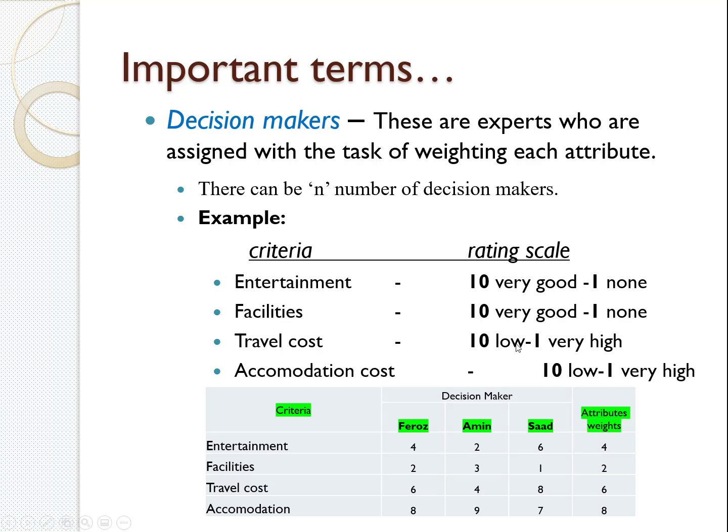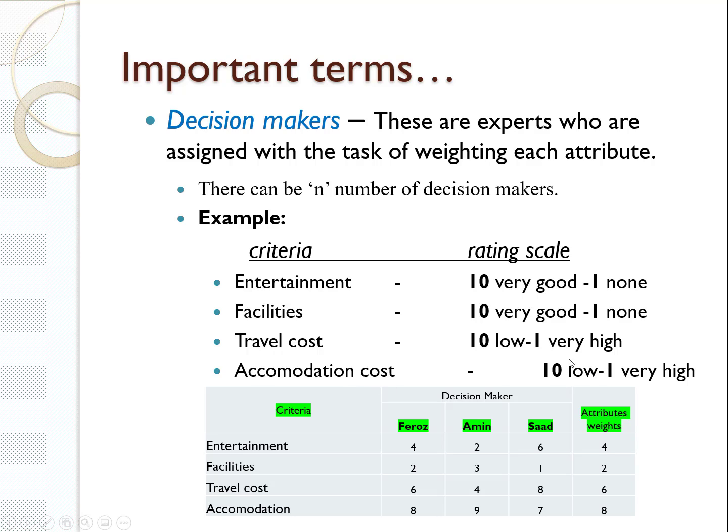For travel cost, you need to remember that different researchers use different rating scales, so don't rely totally on this one. Maybe some use a Likert scale, maybe someone uses some other type of scale, maybe someone uses 0 to 100. For travel cost, 10 will be low, 1 will be very high. So in the cost attribute criteria, when you assign weight, the highest digit is considered low and the lowest digit is considered very high. So in this example, very high. Similarly, this is also a cost attribute.